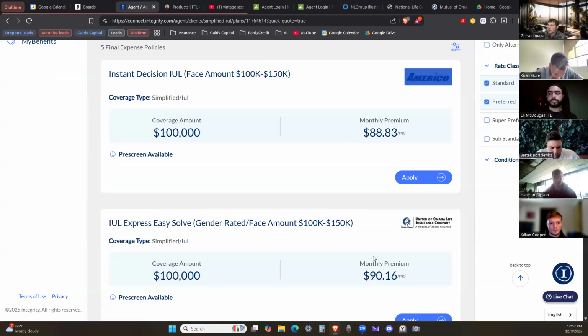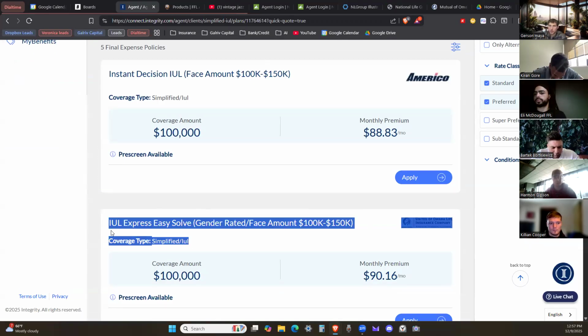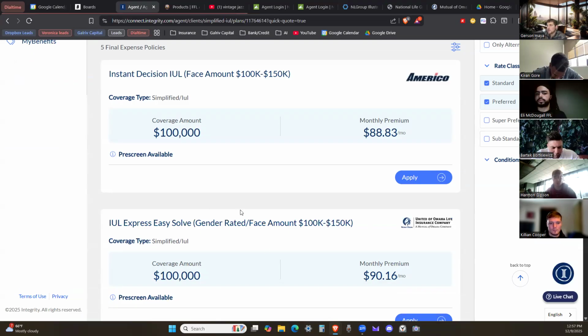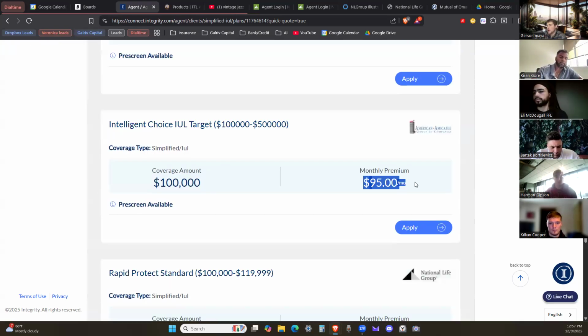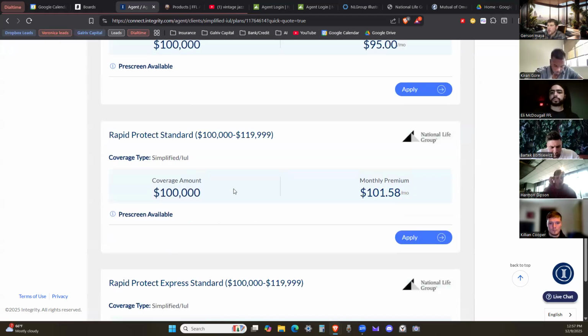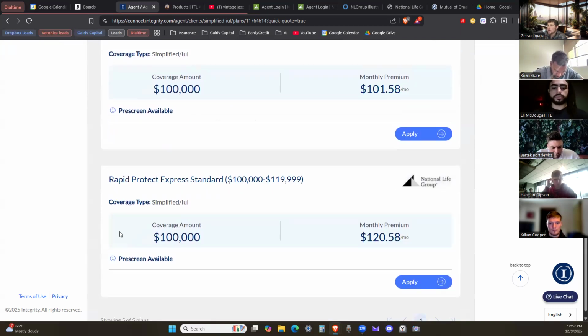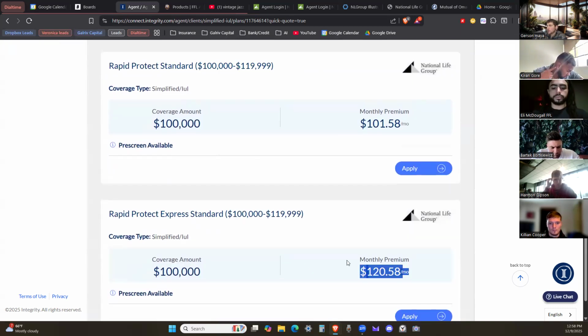The difference between these two policies, Americo and Mutual, is not much. That's more down to your preference. They both have the same living benefits essentially with the IUL product. I think Mutual of Omaha does have slightly better no lapse guarantees than Americo. And then we looked at American Amicable, they'd be $95. NLG's Rapid Protect would be 101. They've got Express Standard at 120.